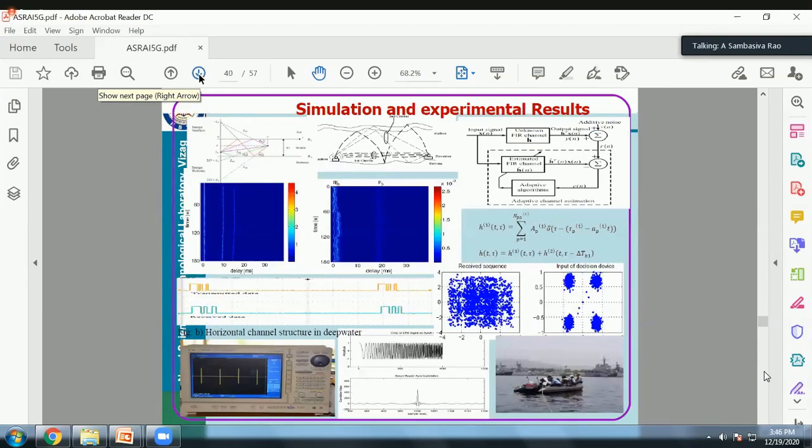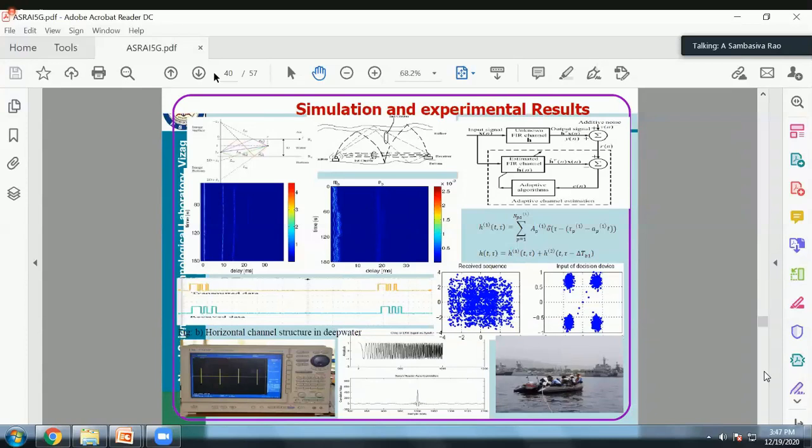This is the experiments we have discussed. This is the channel model. This is the impulse response for shallow water. This is deep water. See, the difference is there. And this is the propagation. This experiment, this is the data we transmitted. Hello NSTL. Hello NSTL. So this is the ASCII data.